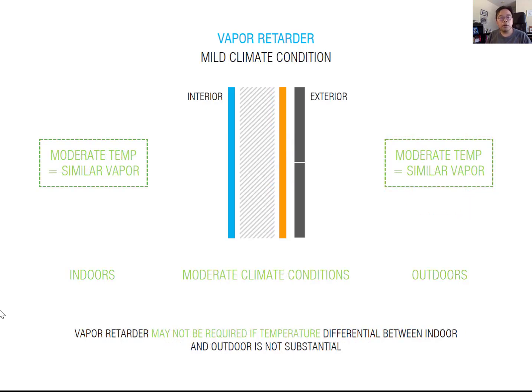What about the neutral zone, moderate climate condition? It means similar vapor outside and inside. I mean, you don't need any vapor barrier in this location. So also here we learned about the geographic map of the moderate climate zone, hot climate zone, or cold climate zone. So you can choose the vapor barrier method basically from this map.